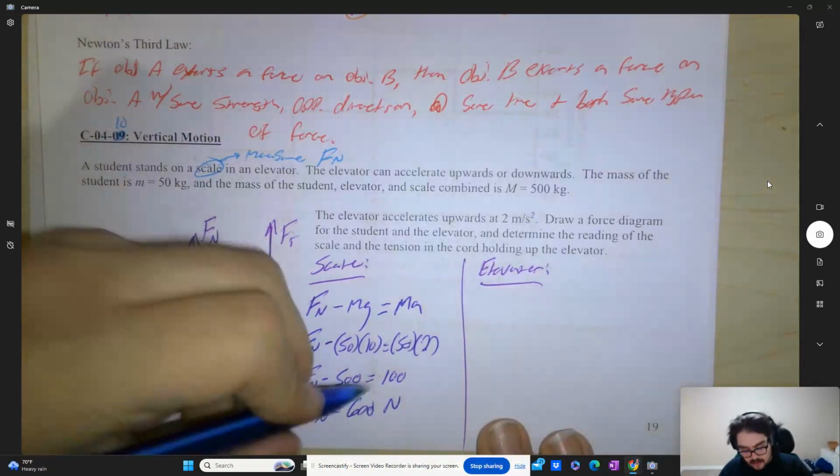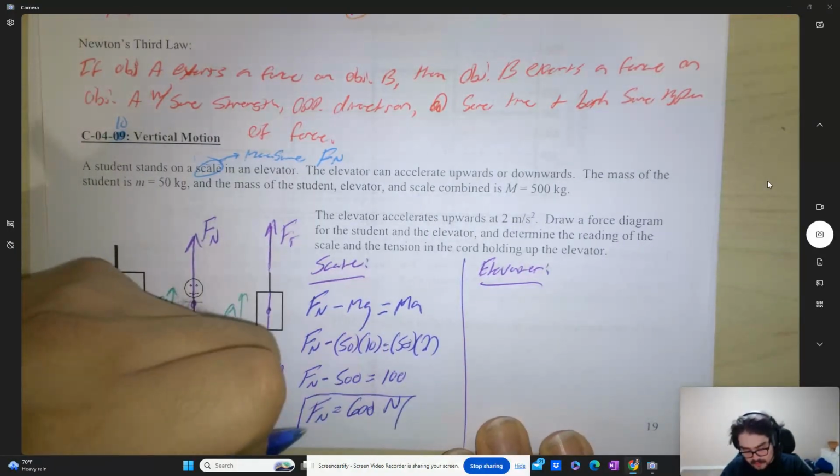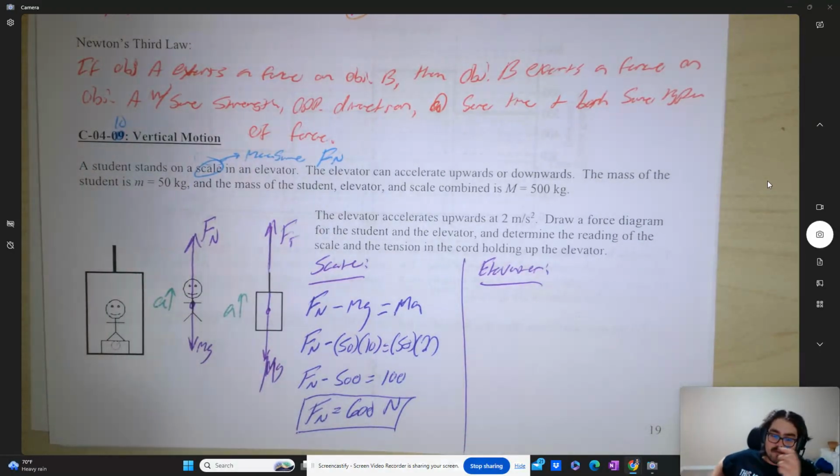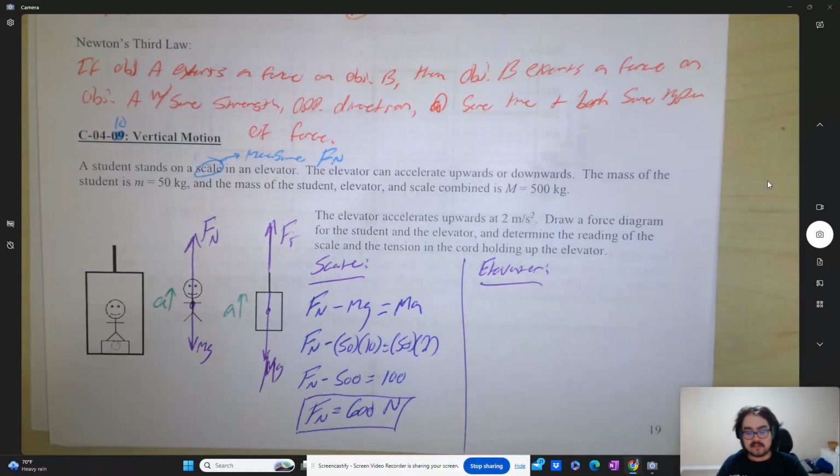So this is the reading on the scale, because I told you that the scale measures normal force. The normal force on the student needs to be 600 newtons. That's what the scale is going to read.